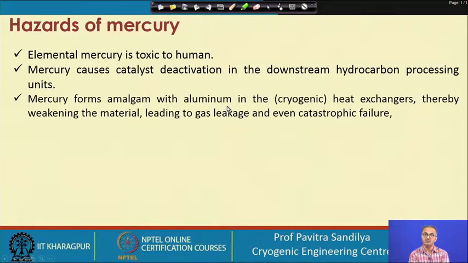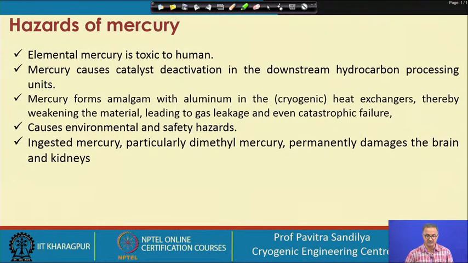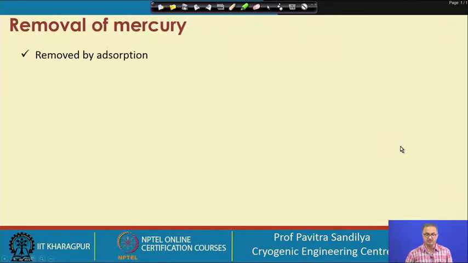So if amalgam is formed, then what will happen? It will weaken the material of construction of the heat exchanger, and if the material is weakened, then we will find that there could be gas leakage or even catastrophic failure. It causes environmental and safety hazards, and if mercury is ingested and goes into our system, it permanently damages the brain and the kidney. So mercury has to be removed.